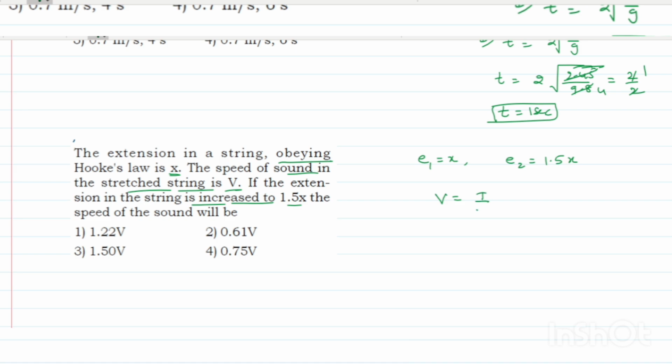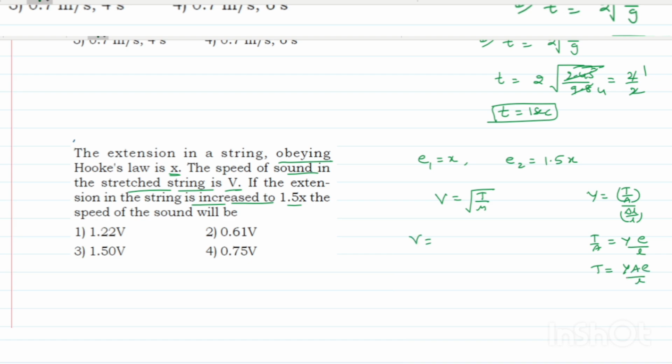V equals root over T by mu. In terms of elongation, by using Hooke's law, when you are elongating, there is a tensional force. Y equals tension by area, divided by delta L by L. So tension by area equals Y into delta L by L. Cross multiplying, delta L by L is nothing but E by L. So the tensional force equals Y into A into E by L.